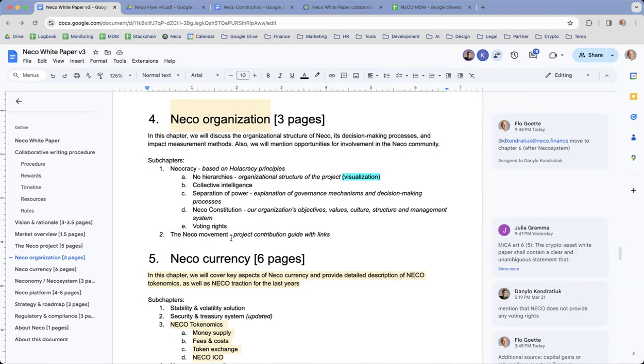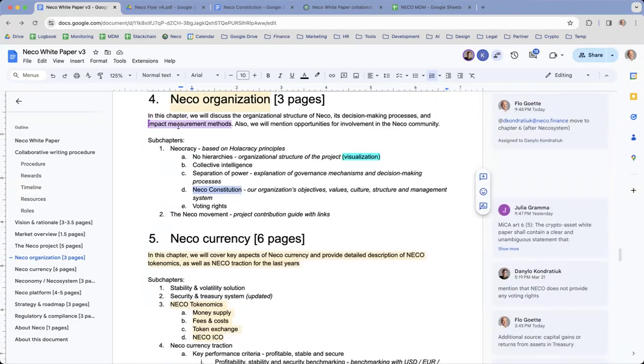And in this part of the Neco organization, we will also link to the other document, the Neco Constitution. The Neco Constitution is a very important document, describing how our DAO operates, how we do things like governance, how we structure the organization, how we manage it. This is in a separate document, which I will discuss after this white paper.